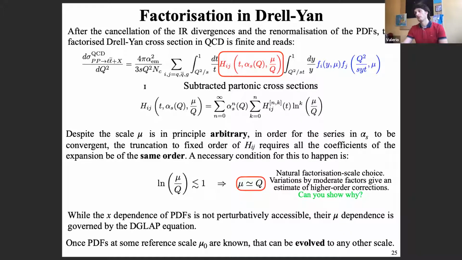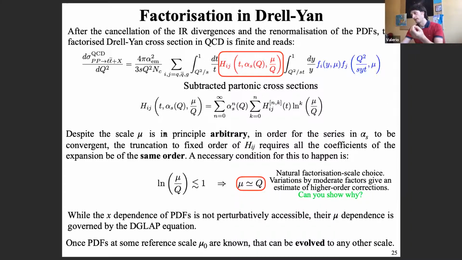Once you do that, the perturbative expansion of the subtracted partonic cross section looks like this. Again, you have a perturbative expansion, so you have powers of alpha_s, but then each power of alpha_s has this structure here. This is also something that I would like you to prove, to see how this structure in terms of powers of log of mu over Q, where mu is the factorization scale and Q is the invariant mass, comes out. You can try that as an exercise. Now, having this structure at hand, we know that the factorization scale mu is in principle arbitrary, can be anything.